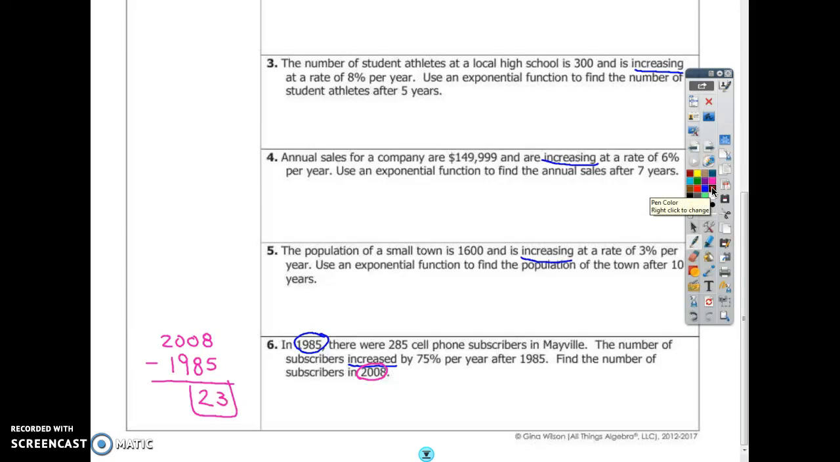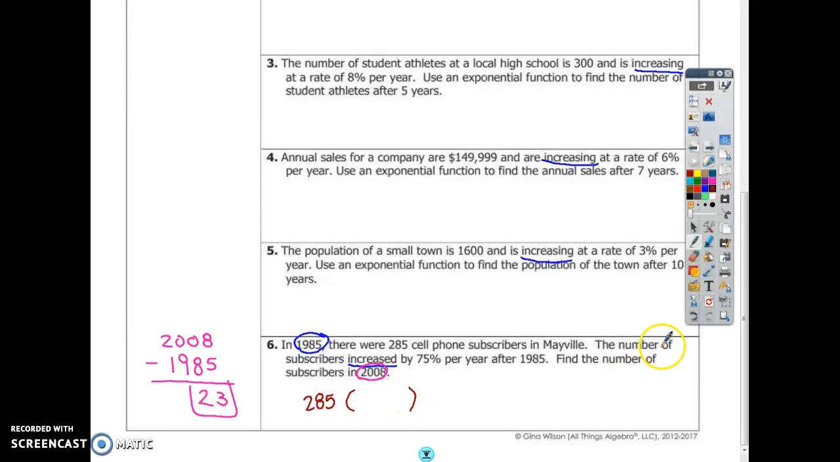So let's see. It says in 1985, there were 285 cell phone subscribers in Mayville. That was a long time ago. That's when I was born, right? So that's why there wasn't that many people with cell phones. Do you think it increased big time from then to now? Yes, a lot. So we're going to say that we started with 285, and then I need parentheses.